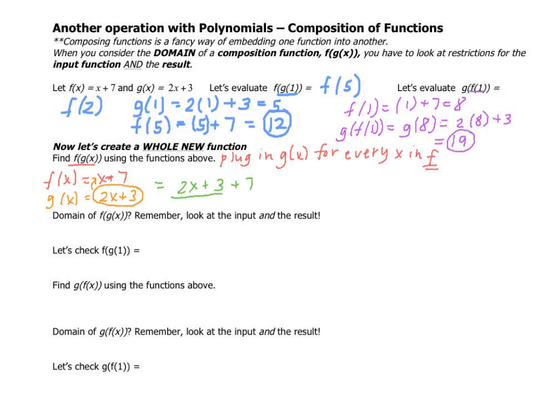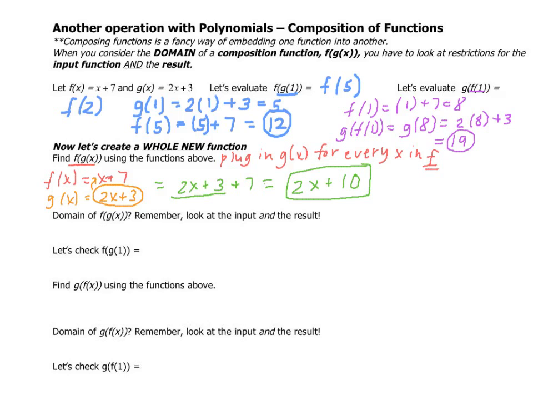There's the 2x plus 3 that I plugged in for x. Then we combine it with the 7. We combine these like terms. We get 2x plus 3 plus 7. Those like terms 3 and 7 make 10. So f of g of x equals 2x plus 10.